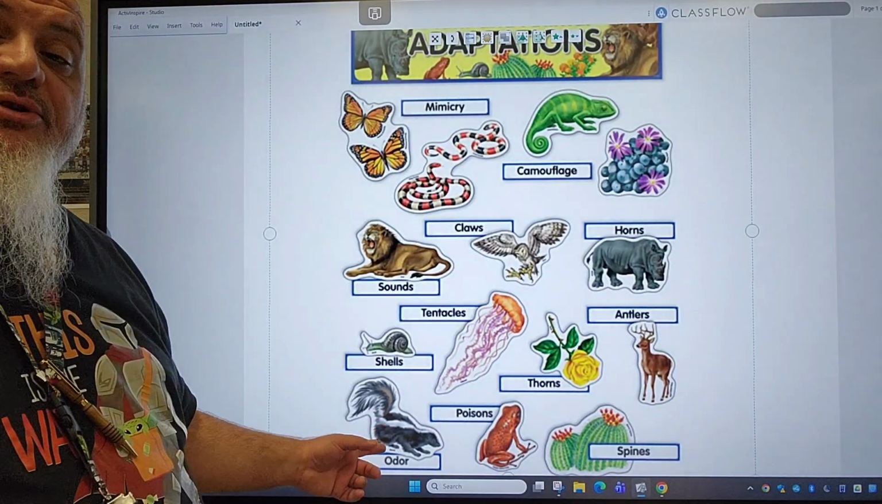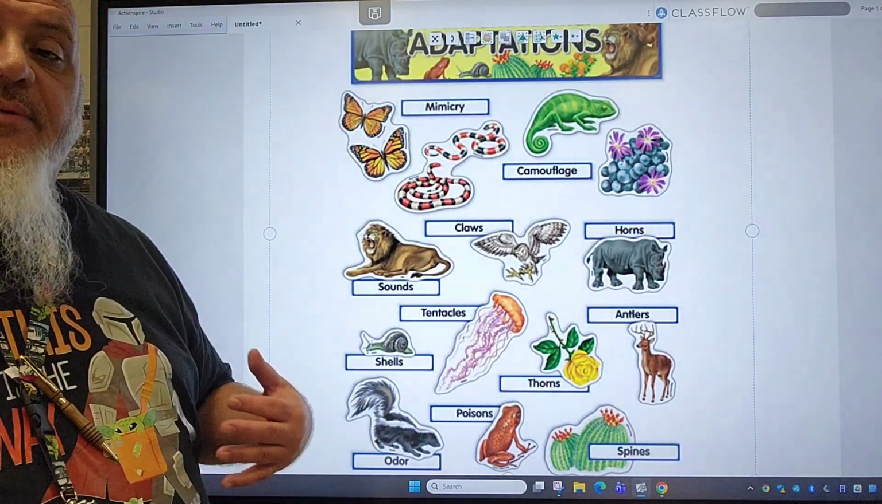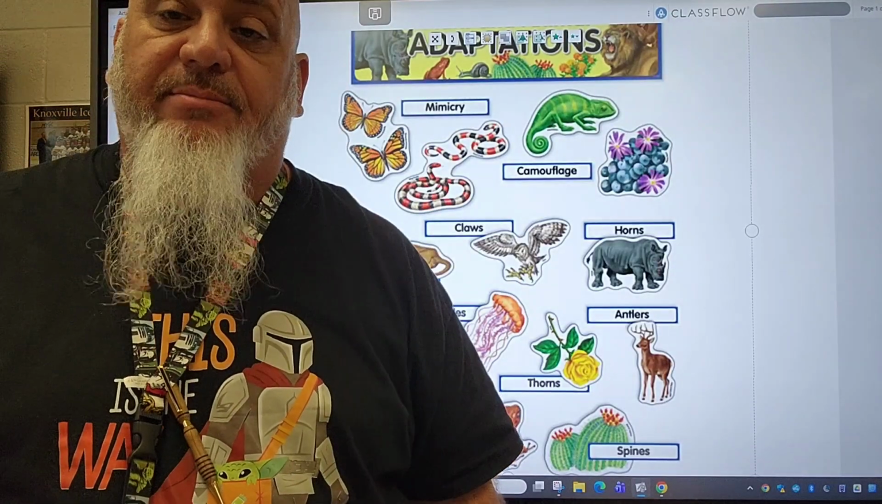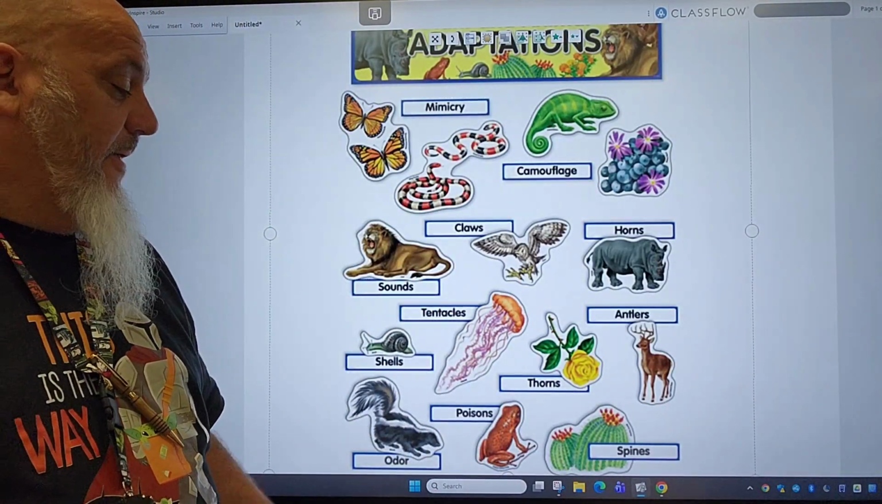We talked about how animals use odor. And how they use poison. If they have poison in their skin or inside their bodies, animals are afraid to eat them because they're poisonous. Don't eat me, I'm poisonous!